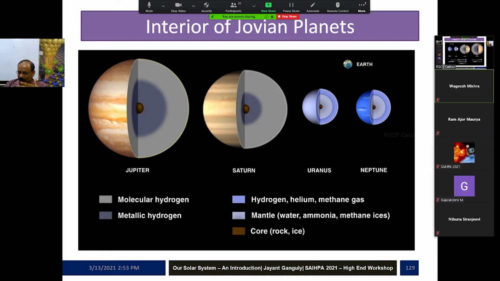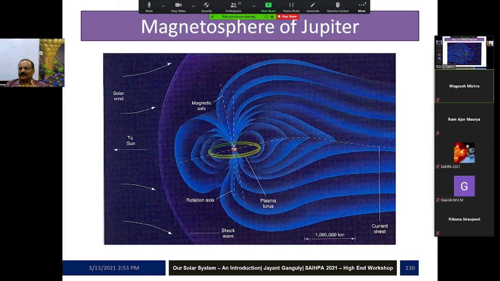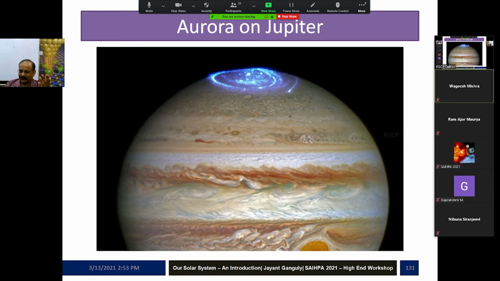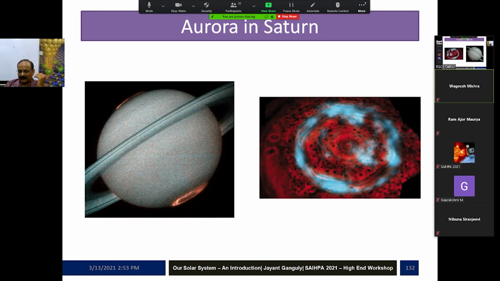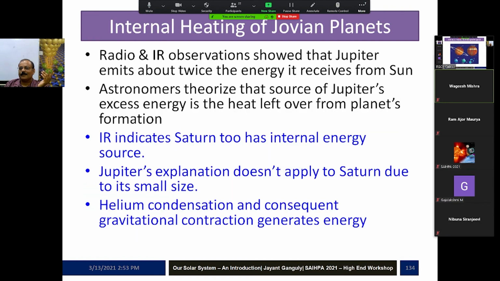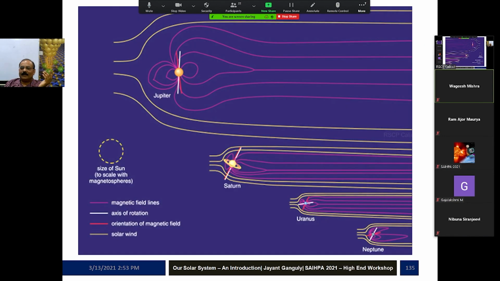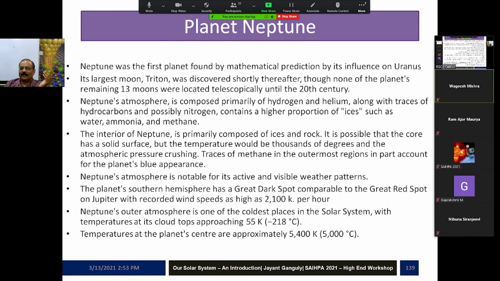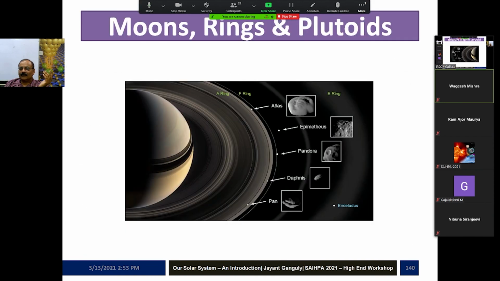People have studied the interior of the Jovian planets. They have seen the magnetospheres of these planets. You can see the aurora present in the polar region of Jupiter, and not only on Jupiter but also on Saturn. It is a phenomenon showing that a magnetic field is there. Then we have the ring systems. The ring systems are spectacular.